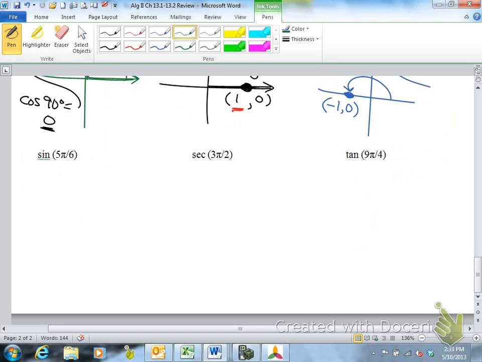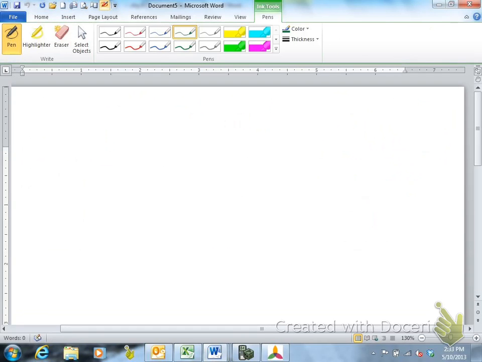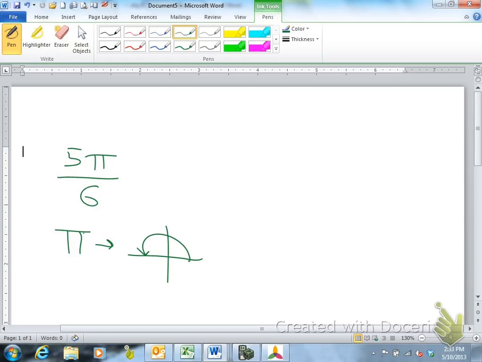Okay, the last three are all in radians. So you could change them to degrees, or you could try to work with fractions. I like to try to work with fractions. 5 pi over 6. If you think of what quadrant 5 pi over 6 would be, if you know that pi is a half of a circle, that much is pi. 5 pi over 6 is going to be less than a half circle. So less than a half circle would put you in this quadrant.